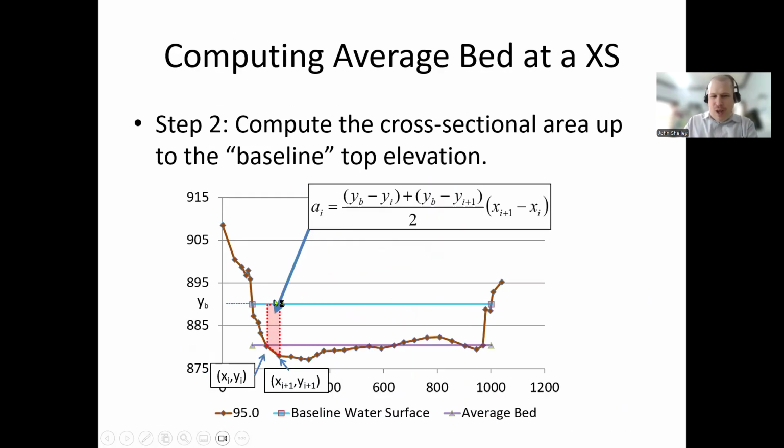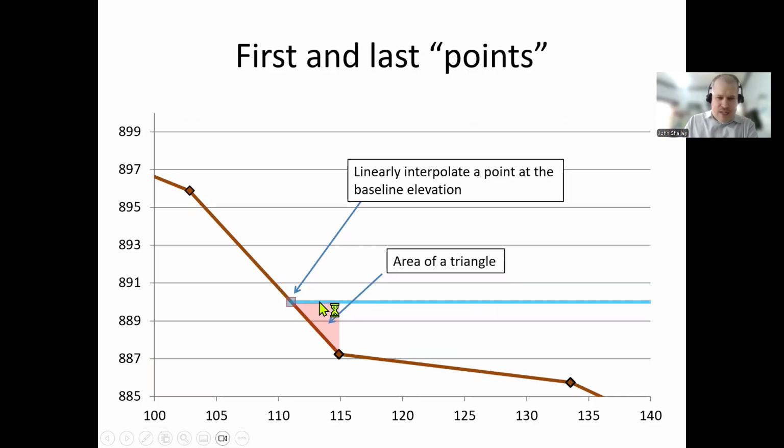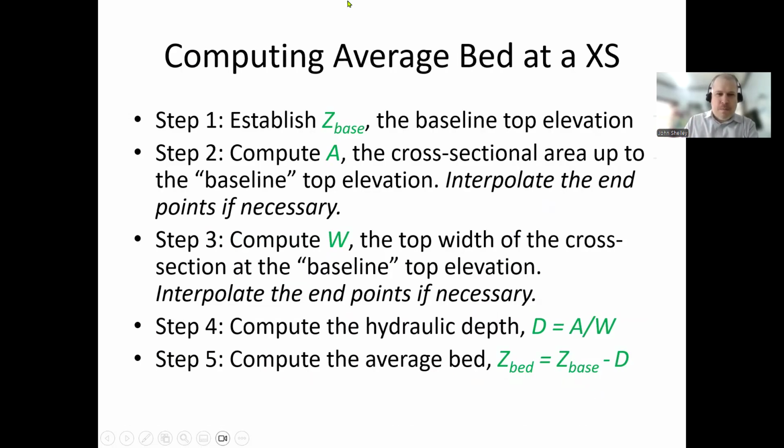This little thing here is a trapezoid. It's the area of a trapezoid with a flat top. But on the corners, they are triangles. So you need to use 1/2 base times height to get the area of a triangle. Okay, so you've established that top elevation. You compute the cross-sectional area, interpolating your endpoints if necessary. And then usually with real data, it is necessary.